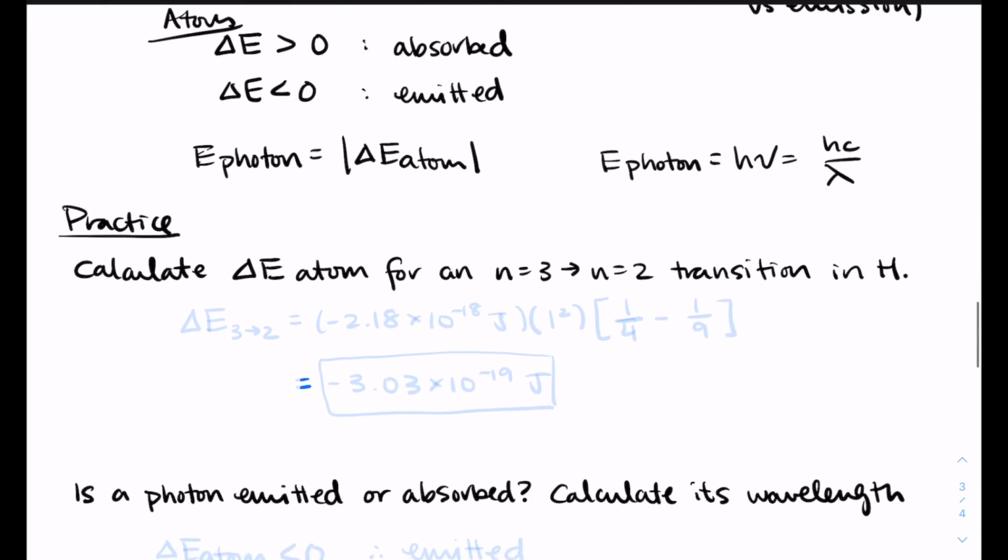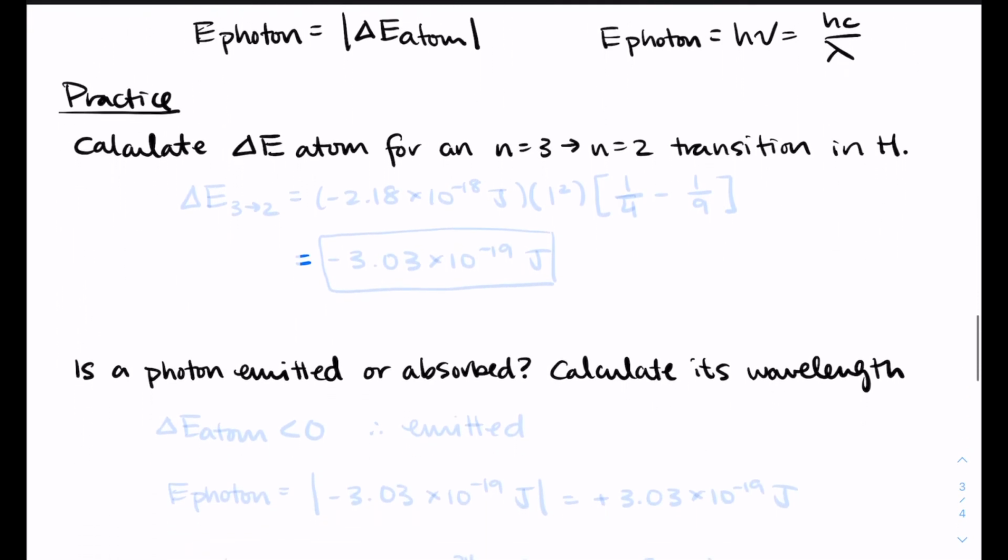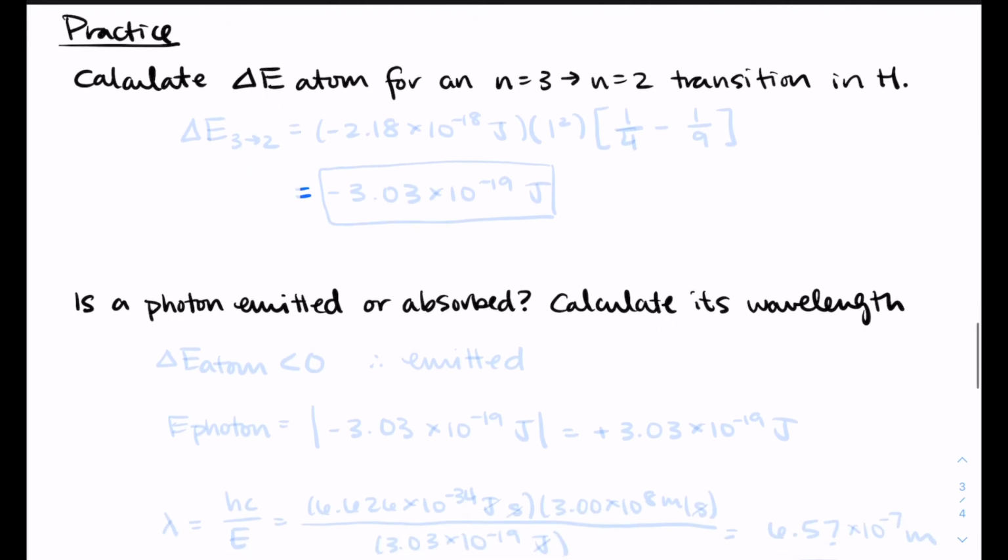So let's practice. We're going to calculate delta E for an atom where we have an electron going from n equals 3 to n equals 2, and it's going to be in a hydrogen atom. So delta E for 3 to 2, and you'll see these subscripts, the 3 going to 2, on the delta E, just to help you keep track of what's final, what's initial, and to set your expectations for whether or not it will be a negative or a positive energy value.